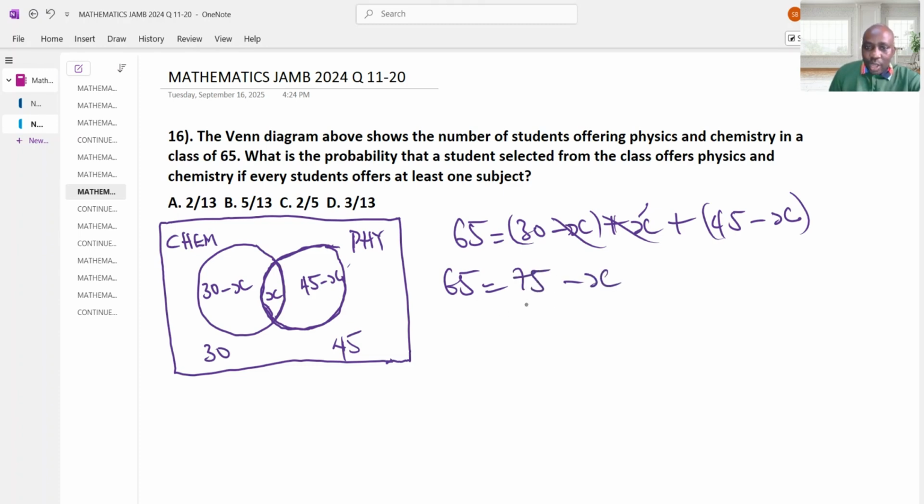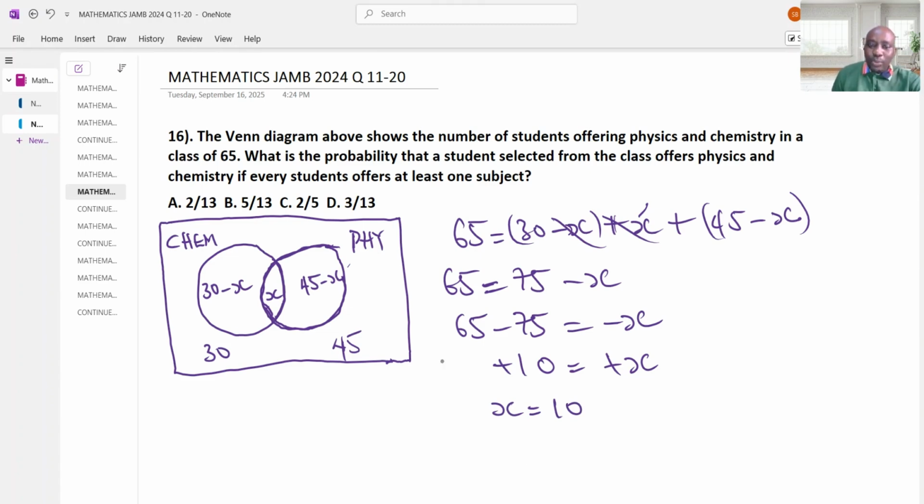Now, the next thing we are going to do: when 75 jumps over to meet 65, it has a plus sign, and by the time it jumps, it will change to minus. If you didn't see anything behind the 75, it means there is an invisible plus there. So 75 becomes minus 75 when it jumps, equal to minus X. 65 minus 75 is going to give us minus 10. Therefore, minus cancels out minus, and our final answer is 10.